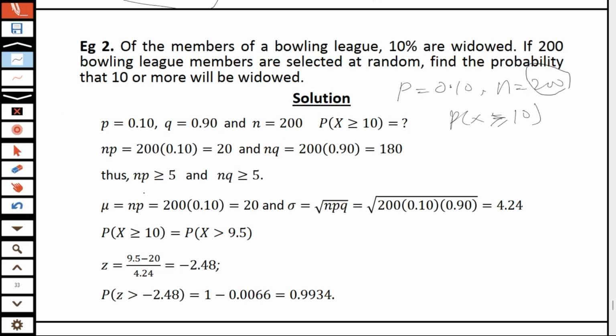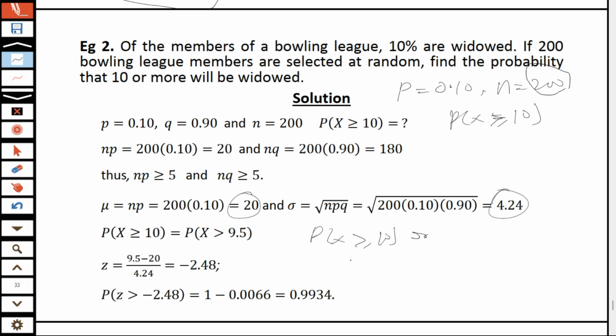So here, our np is equal to 200 times 0.10, which will give us 20. And our nq will be 200 times 0.90, which will give us 180. So this is just telling us that we can use normal to approximate this binomial. So you calculate for our mean to be this, and then calculate for our variance and standard deviation to be that.